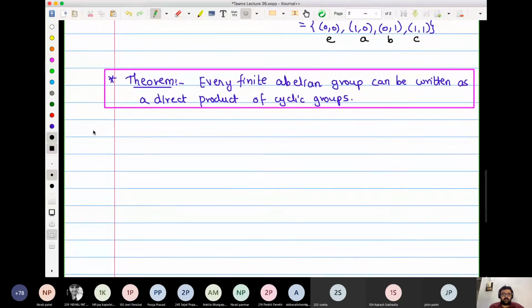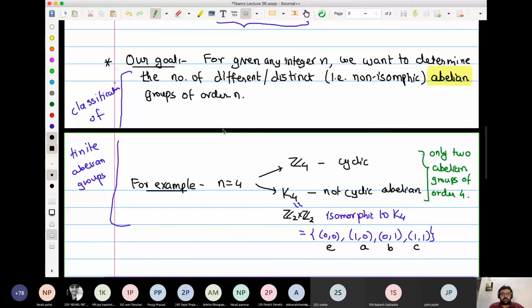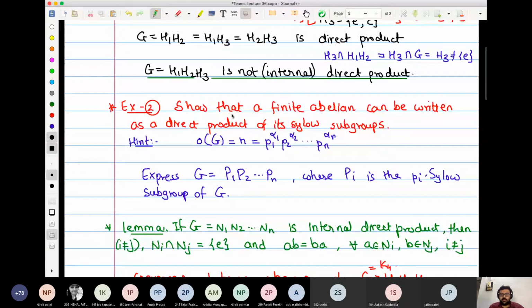Okay, let us prove this. See, by exercise 2 above. To do this exercise, that is why I said this exercise is important. Every finite abelian group can be written as a direct product of its Sylow subgroups. So if the order of G is p1 power alpha 1, p2 power alpha 2, and so on, then it can be written as P1, P2, Pn, where P1 is nothing but the p1 Sylow subgroup.